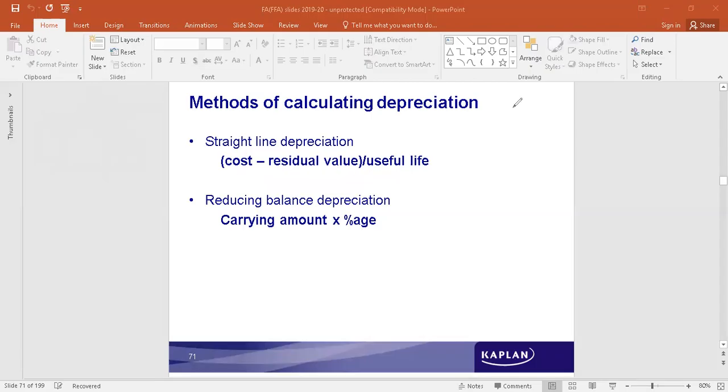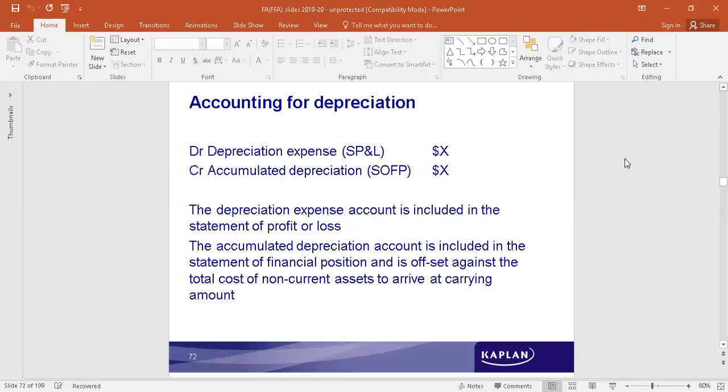Since you have worked out these questions in your +2, I'm not solving even one question on this. If time permits at the end of the training session, maybe we will take up one or two example questions. But because you know how to do this, I'm not solving any numerical question on depreciation.